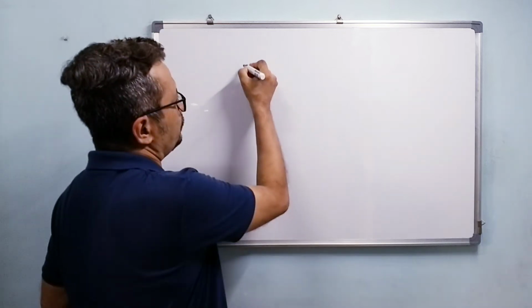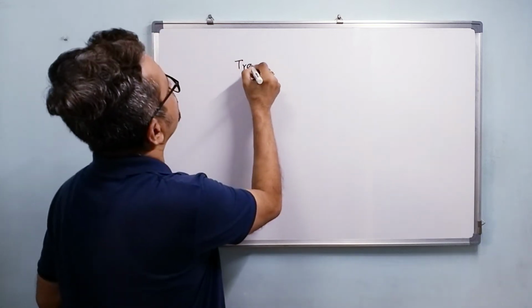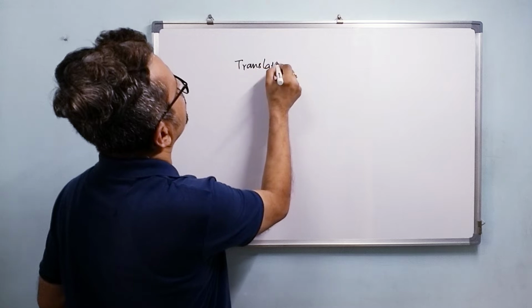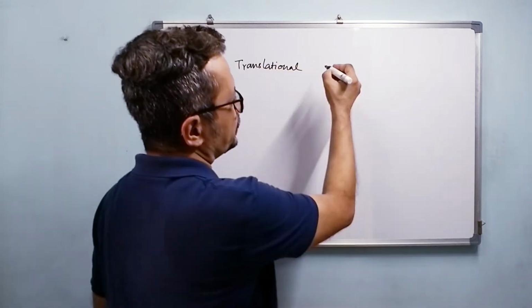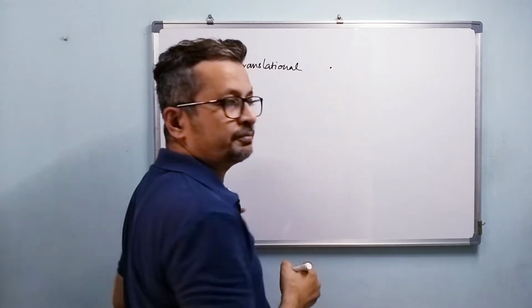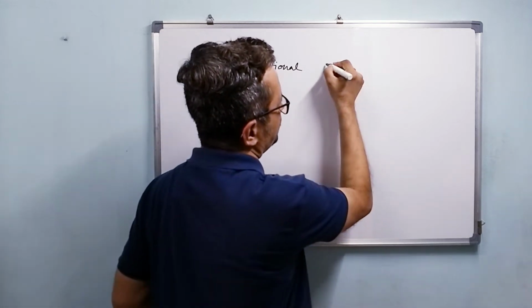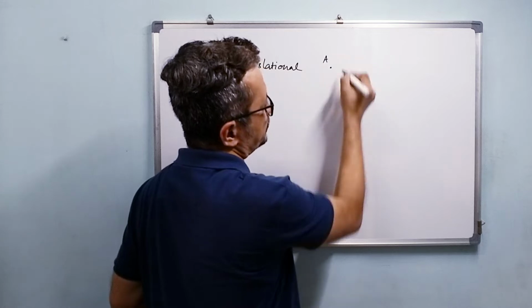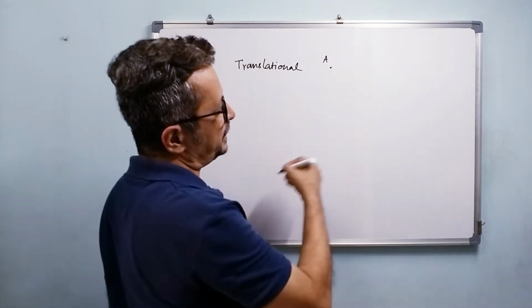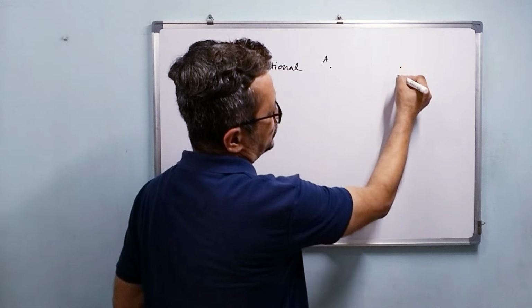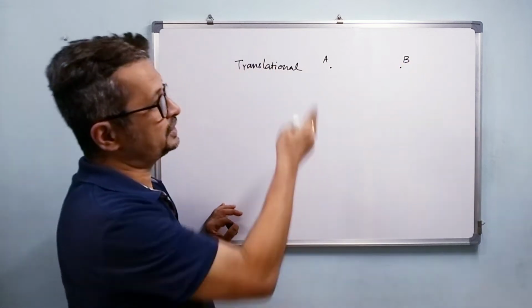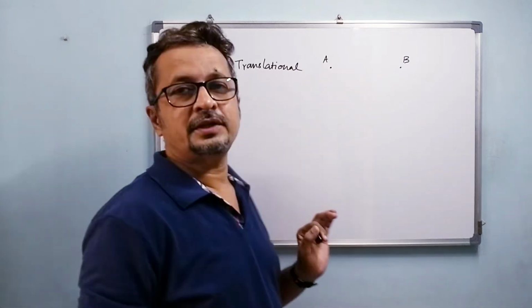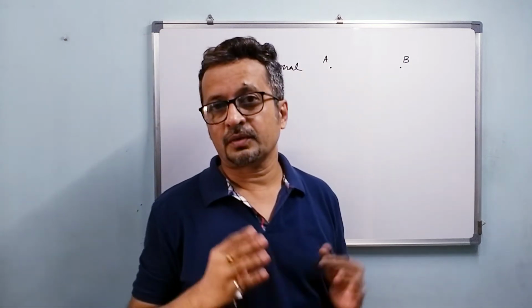Now, what is translational motion? Translational motion is when the position of a particle changes. The particle is over here at position A, and now that position changes to point B here. So initially it was here, now it is here. So there is translational motion.